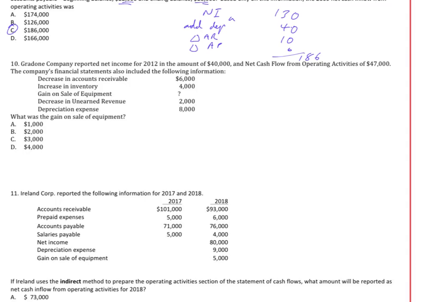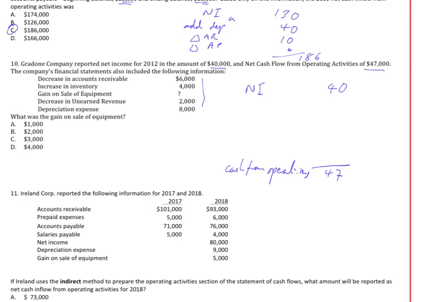Question 10, similar to the last question. The Gradone company reported net income of something, net cash flow from operating activities of something. They give us this information and we're asked to find the missing figure. Okay, so we know that we're going to have the net income, which was 40, and we know that by the time we've made these adjustments, we're going to end up with cash flow from operations of, it says 47, working in thousands.